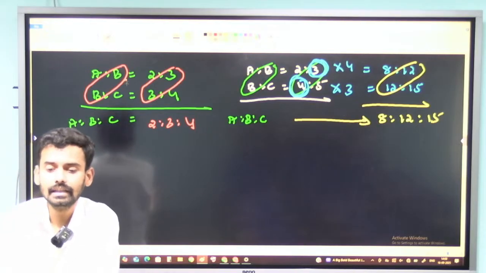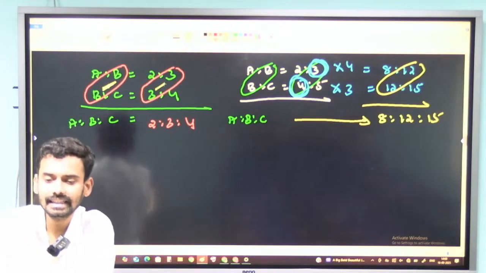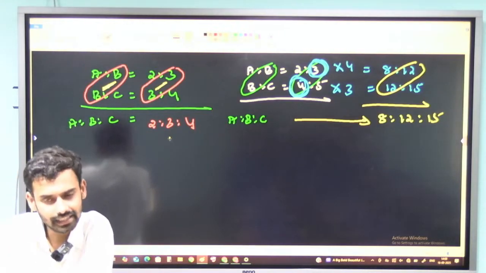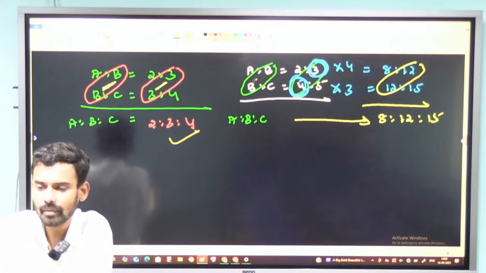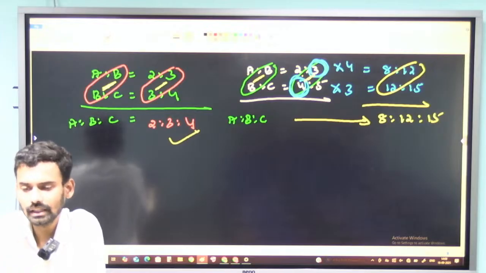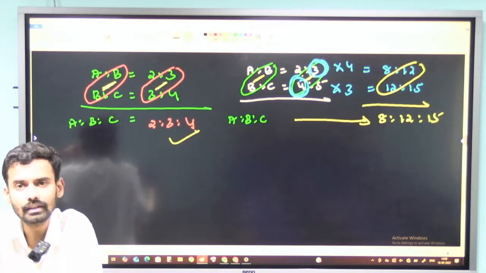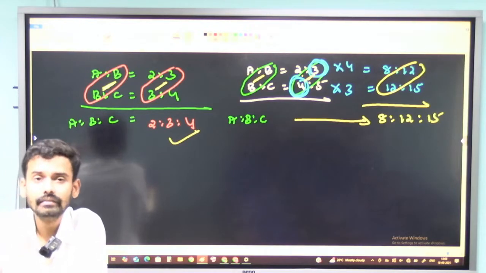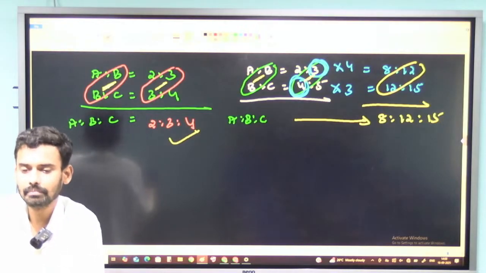So when the common entity is already having the equal values in both the ratios, we can directly merge the ratios. But if the common entity B is not having the equal value in the ratios, then first we need to make the values equal, then only we can merge the ratios. But we do have some other method to merge this type of ratios.